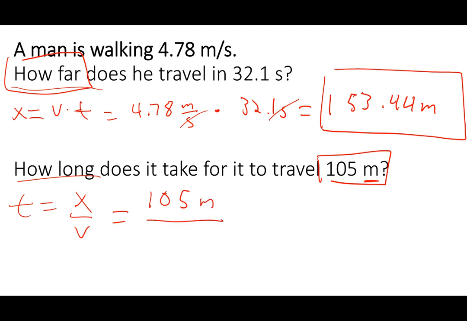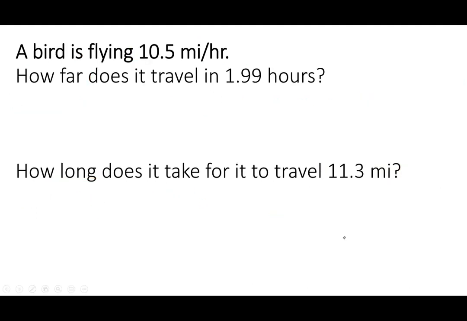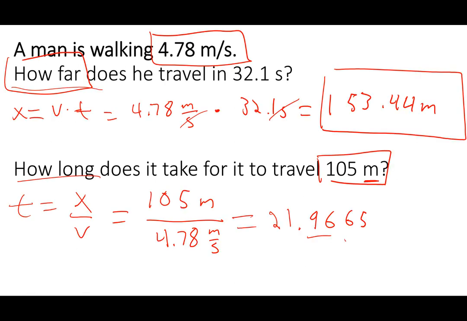I divide by my velocity, which is right up here, 4.78 meters per second. If I do 105 divided by 4.78, that gives me 21.9665. I only want to keep 2 decimal places. I look at this 6 here. If you were doing this in your calculator and following along, there's a lot more numbers here, but I only look at this number. And this 6 tells me I'm going to round up. If I round my 6 up, it's going to become a 7.